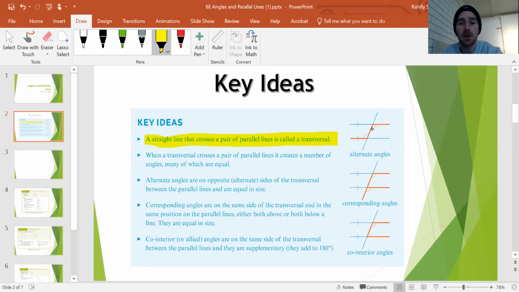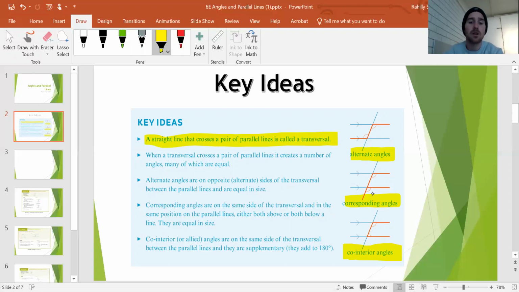There's three types of angles that are made when we use a transversal across a pair of parallel lines. We have alternate angles, corresponding angles, and co-interior. I'm going to go into more detail with each of these. What I want you to do is once we've done this slide, you're going to copy these down.